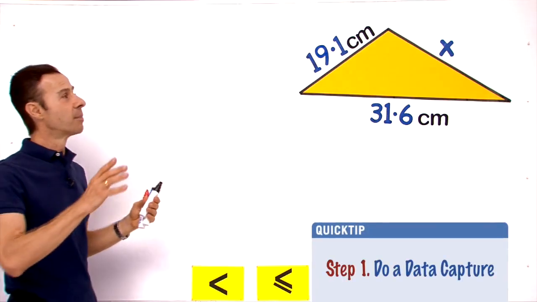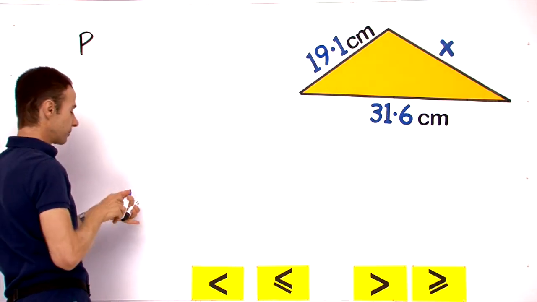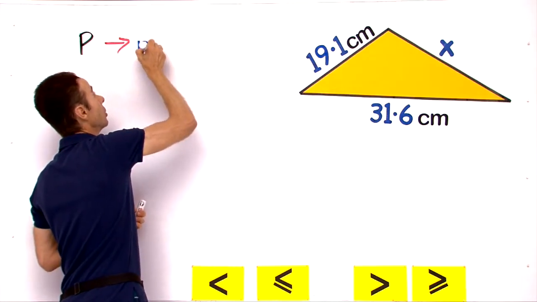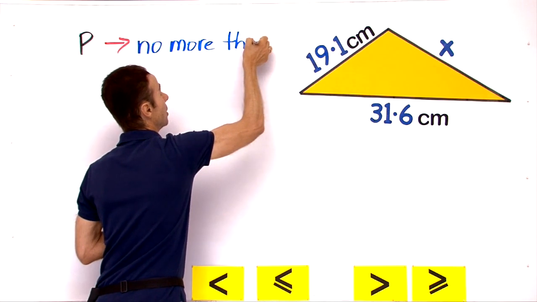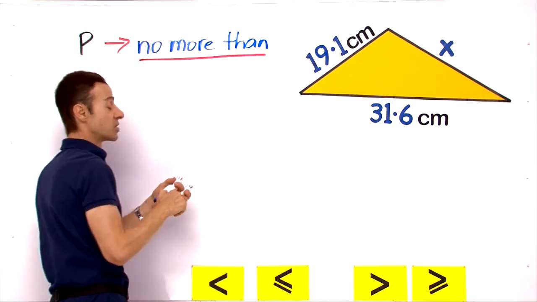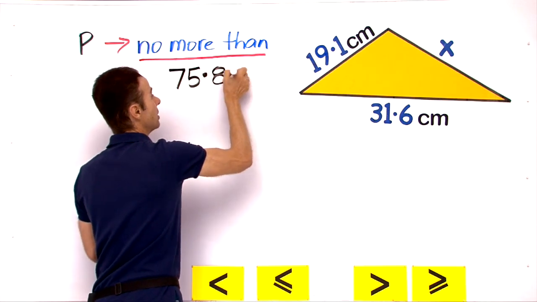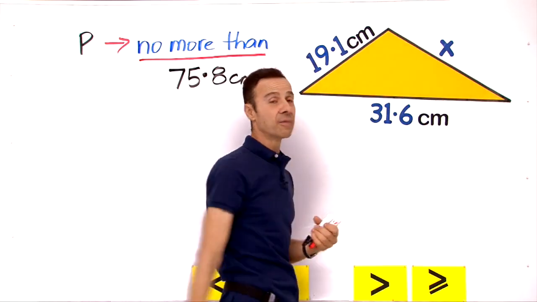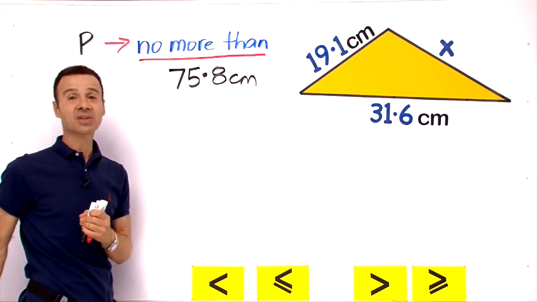It's not a lot of words, but the perimeter, we'll represent that by P. The perimeter must be no more than, that's the phrase. No more than, and I'll underline that because that's key here, no more than 75.8 centimeters. And we all know that perimeter is the addition of all three legs of the triangle. We add them together, they should equal the perimeter, 75.8 centimeters.